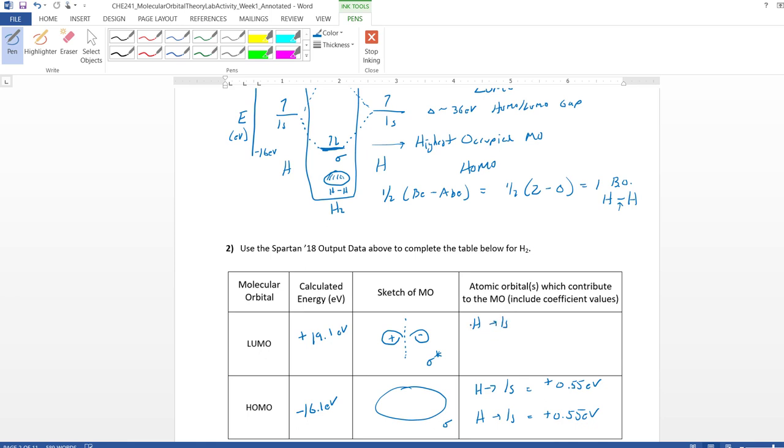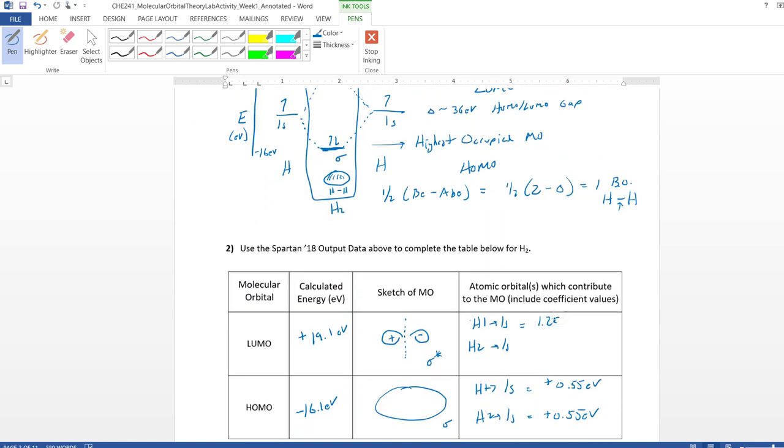And if you want to, you could label them hydrogen 1 and hydrogen 2 if you really wanted to. We know they're both the same, right? We could label them if we want to be really careful. Hydrogen 2, that was a 1s. And that was what? 1.25, yeah, 1.25.